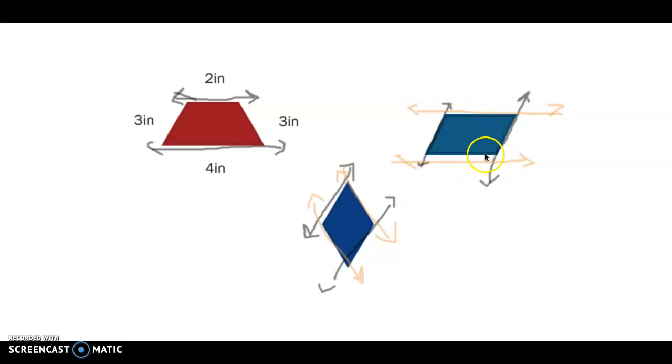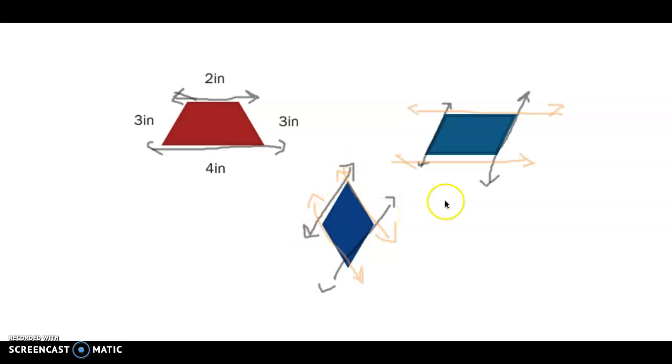I see that this side and this side are the same length, and I see that the top and the bottom are longer, but they're the same length as well. What would that make these if it has two sets of parallel lines and all the sides are not the same length? If you said parallelogram, you are correct. A shape with two sets of parallel lines is a parallelogram, which brings me to our bottom shape.